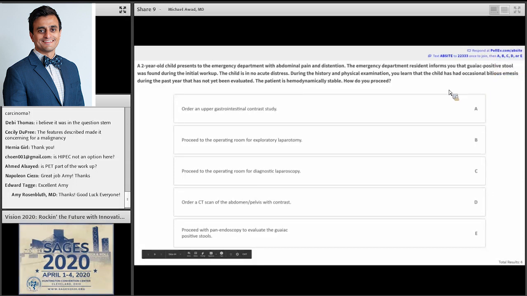How do you proceed? A, you order an upper gastrointestinal contrast study. B, proceed to the operating room for an exploratory laparotomy. C, proceed to the operating room for a diagnostic laparoscopy. D, order a CT scan of the abdomen and pelvis with contrast. And E, proceed with pan endoscopy to evaluate the guaiac-positive stools.